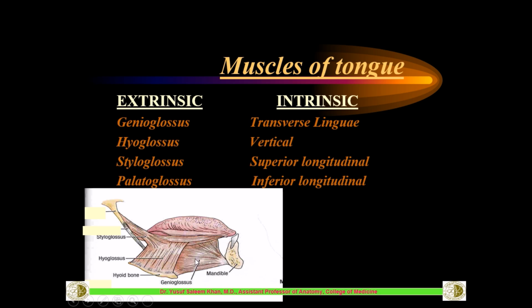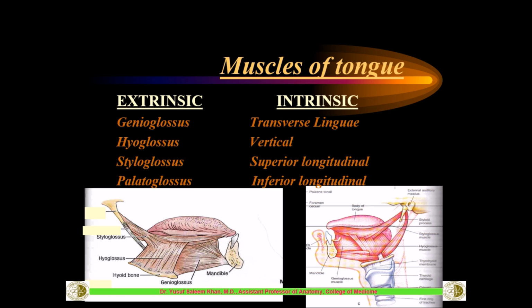So there are some muscles which come from the floor, some from behind, and some from the roof. Different muscles come from different sides, and when they pull, this helps in the twisting and turning of the tongue, which helps in the movement of the tongue as well as speech. There are also four different intrinsic muscles. These are the transverse linguae, then we have the vertical muscle, the superior longitudinal and the inferior longitudinal. We will discuss the intrinsic muscles later. First, we will discuss the extrinsic muscles.